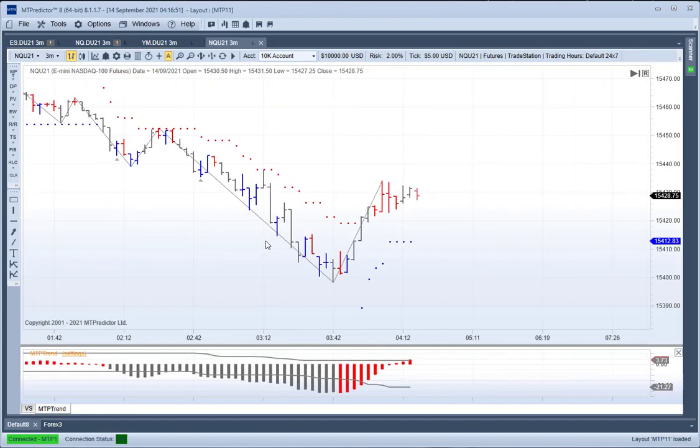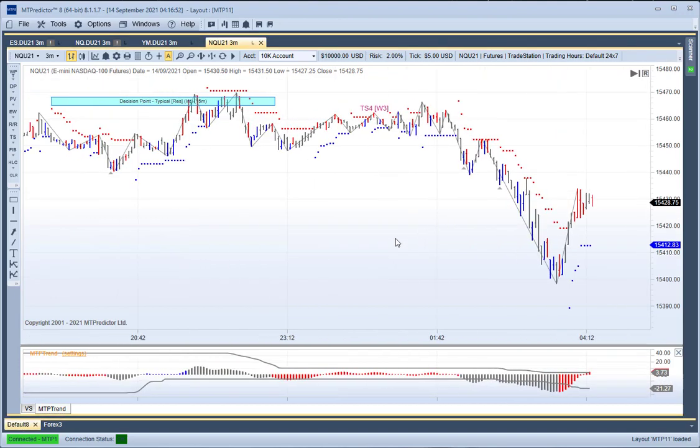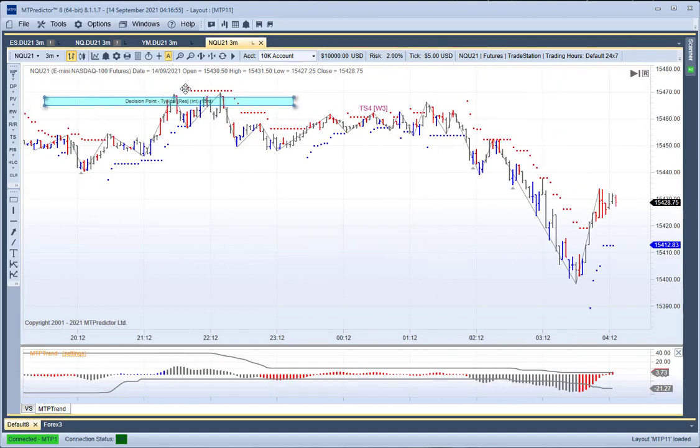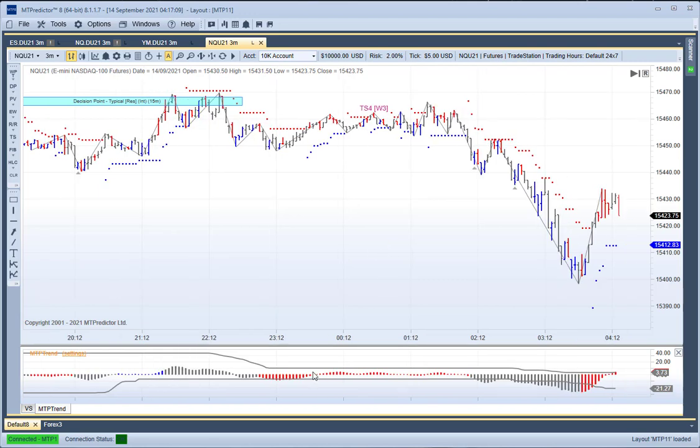If we now come down to our 3-minute chart, let's see what it looked like. Can you see there's the reversal at your higher time frame resistance? You see that? There's the 15-minute DP. The market started to back off from that, therefore we deem the picture is becoming clear, and as such we can start to look for short trades. The MTP trend turned red to confirm that as well.